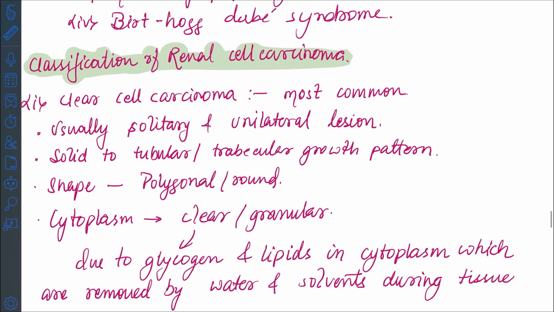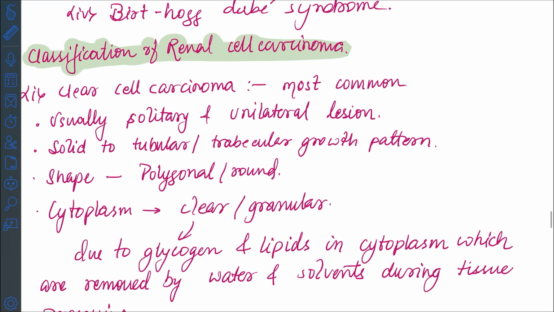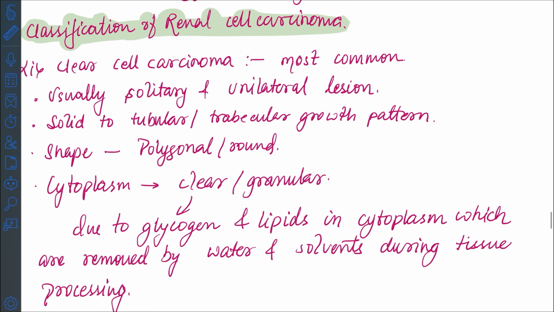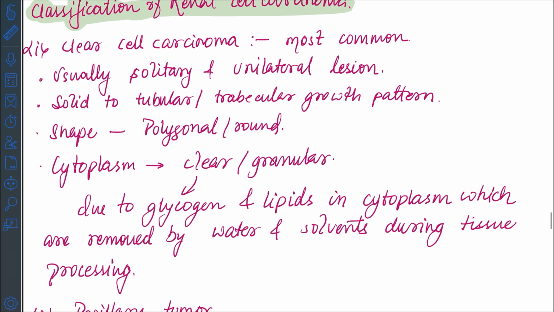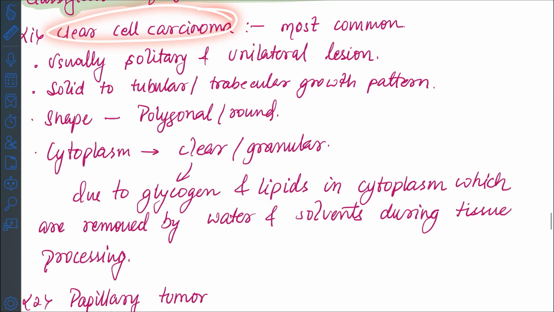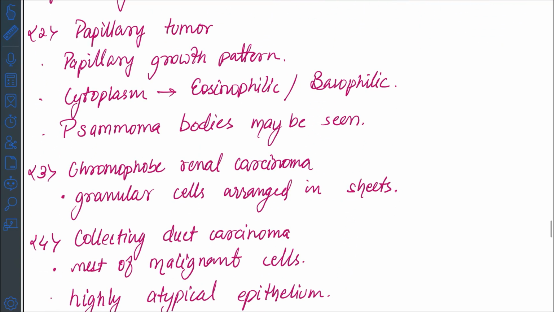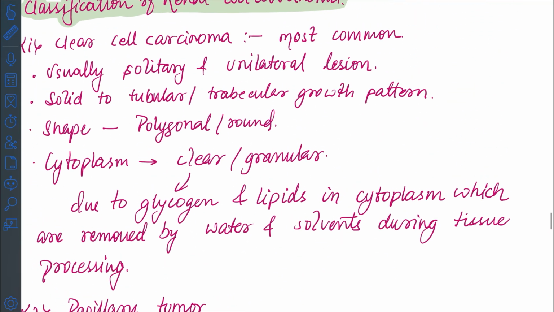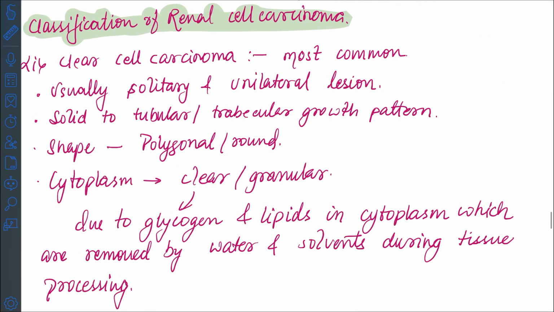Now let's classify renal cell carcinoma. I already told you the names of the carcinomas classified under this heading. It is clear cell carcinoma, papillary, chromophobe, collecting duct. We'll know a bit in detail about this. The clear cell carcinoma is the most common one. It is usually a solitary and unilateral lesion.